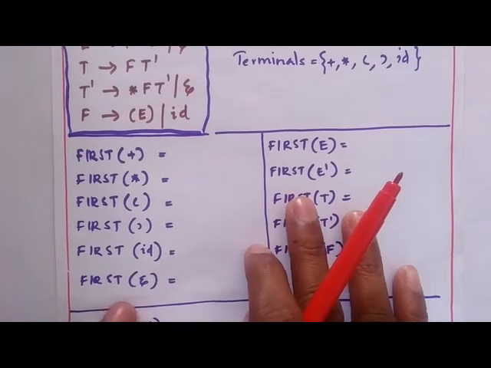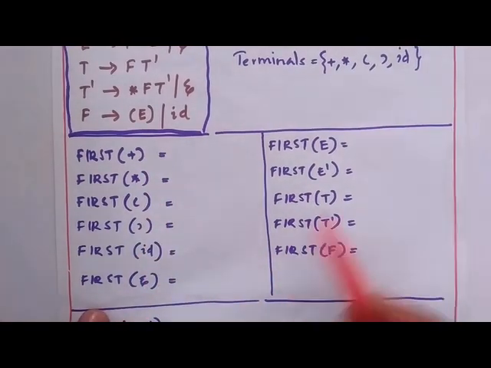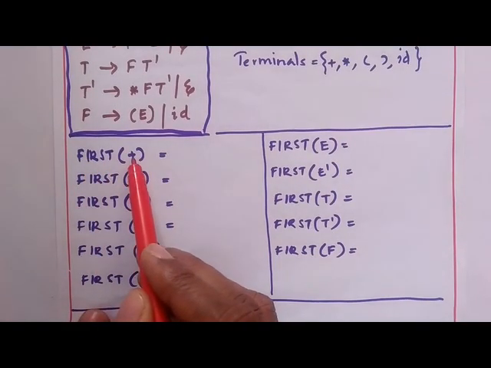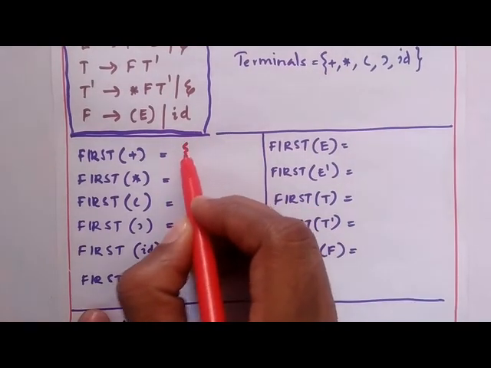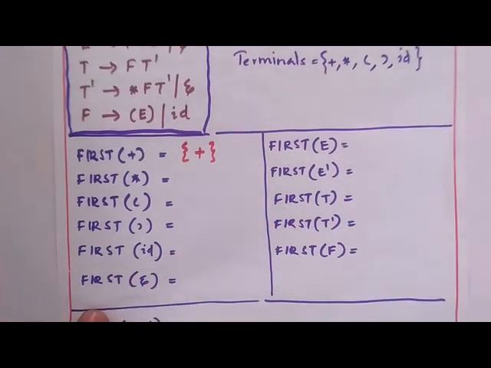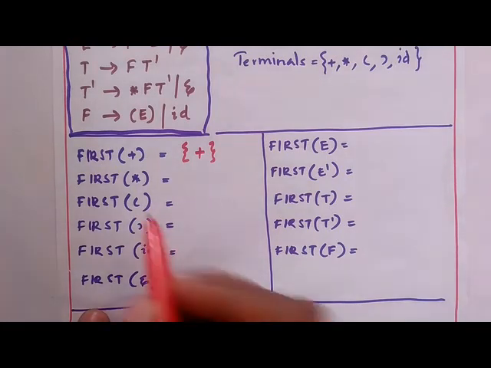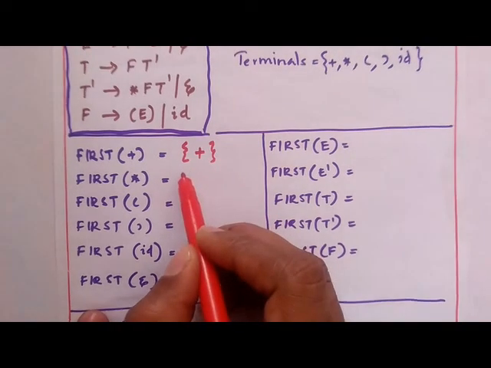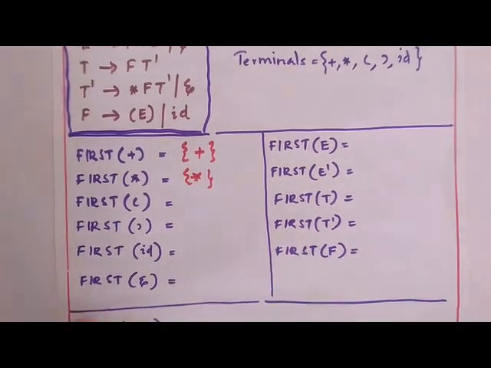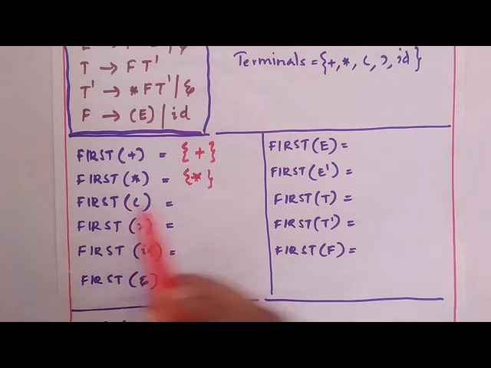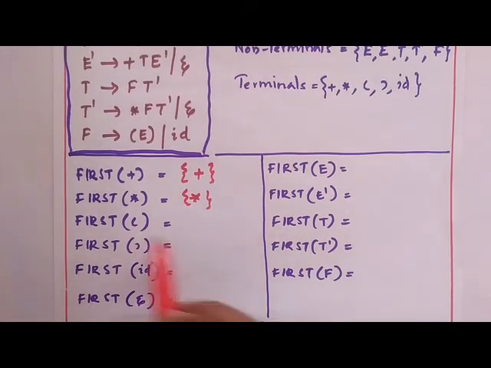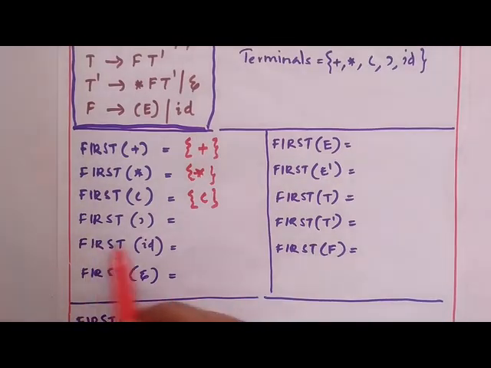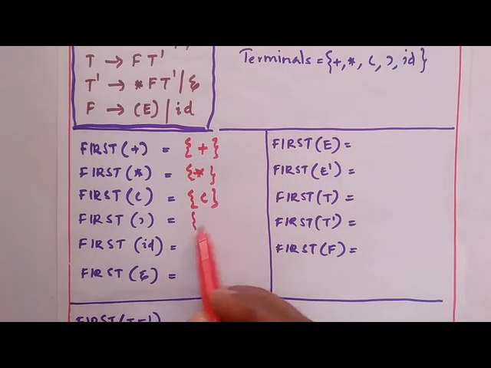Now look at here. Here one by one we can compute the first sets. First of plus, plus is a terminal symbol, which contains only plus, nothing else. Then first of star, star is a terminal symbol, so first of star contains only star. First of left bracket, a terminal symbol, contains only left bracket. And first of right bracket, a terminal symbol, so only right bracket.